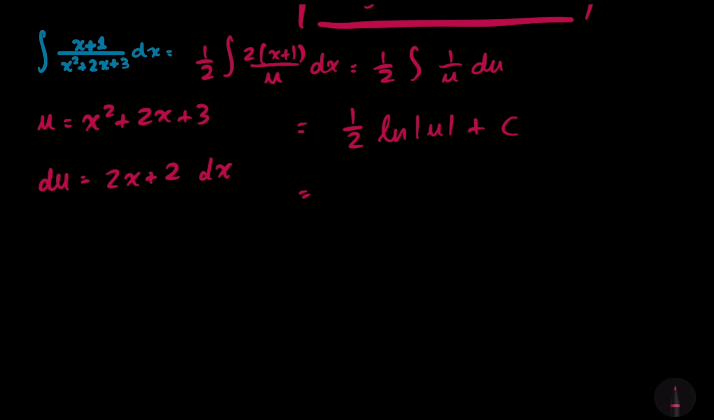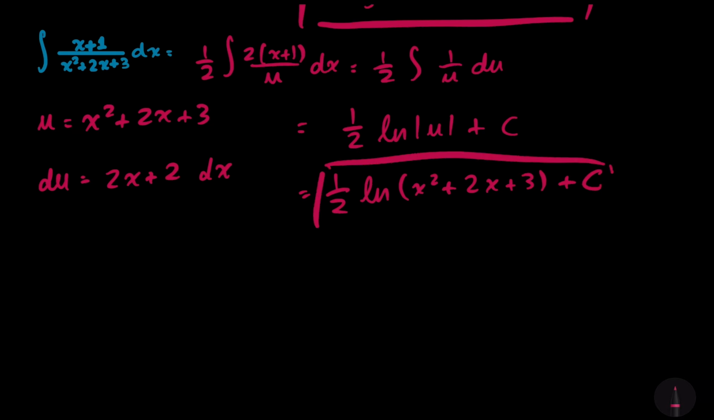c, excuse me. And then we have 1/2 times the natural log of, instead of including these absolute values, right, because u is always going to be positive, just x squared plus 2x plus 3, that's always positive, so we don't really need the absolute value. And we're just going to substitute u back in terms of x. So the natural log of x squared plus 2x plus 3 plus c. And so this right over here is actually our final answer.